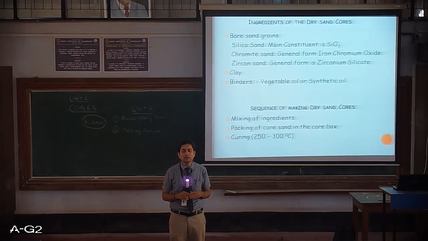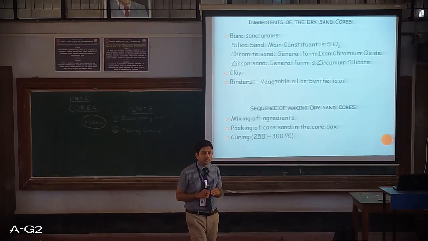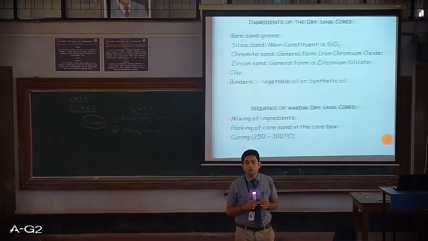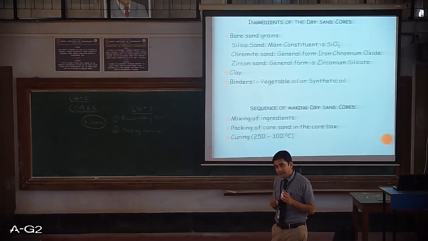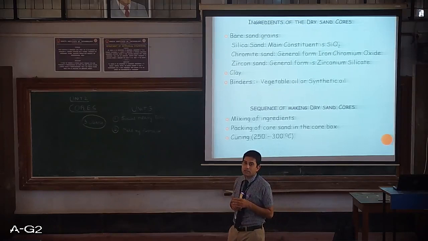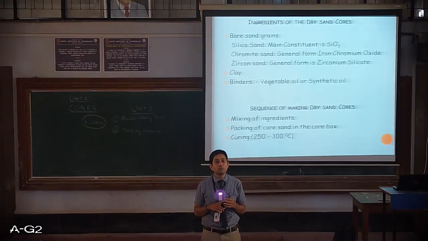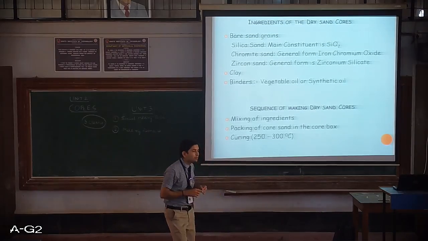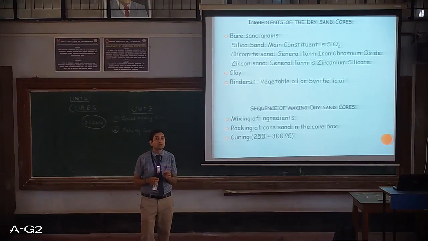It has its own advantages and limitations, so we will not go into much detail on it. However, you should understand that the cores have these three important ingredients. It is the bare sand plus clay and some amount of additives. And that sand can be, again, of three types: silica type, zirconium type, or chromite type of sand. So these are the ingredients of the core sand, or in particular the ingredients of the dry core sand.